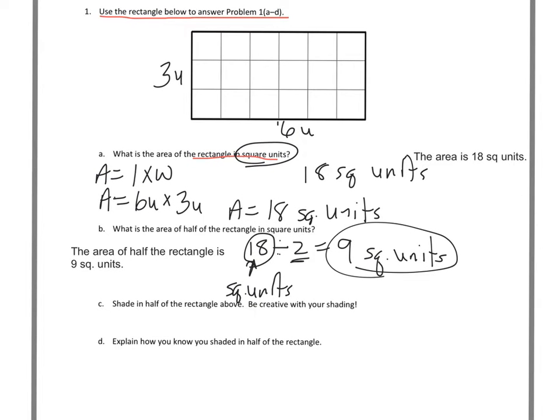And for C, it says, shade in half of the rectangle above. Be creative with your shading. Well, you could just shade the half that we showed, the left or the right side, or you can kind of get creative, meaning you got to shade 9 of these units. So I'm going to go through and I'm going to shade 9 of these. And it doesn't matter what 9 I do.